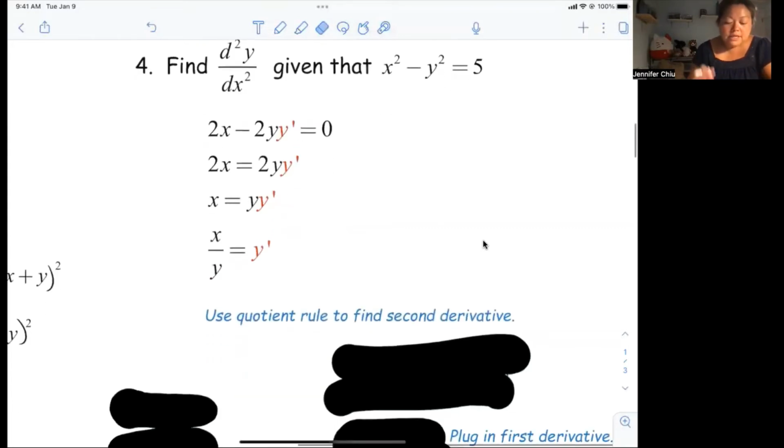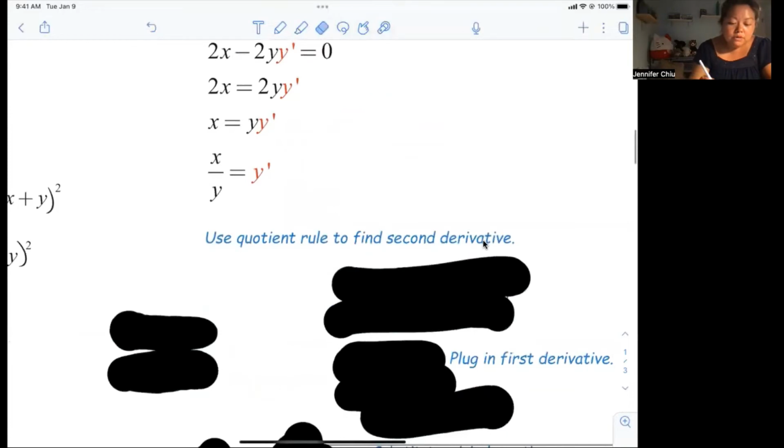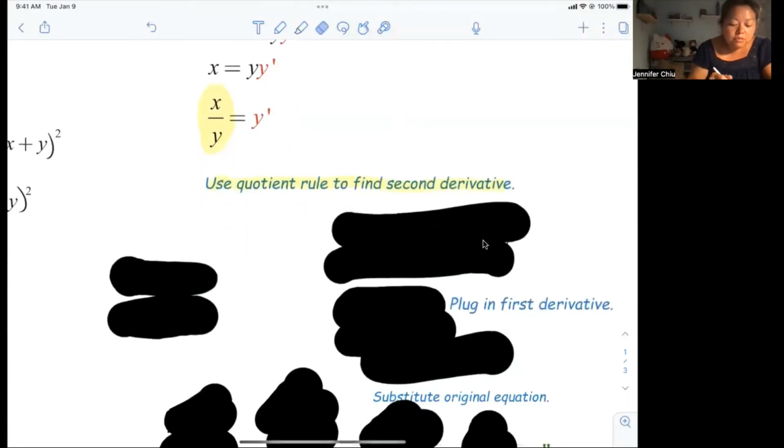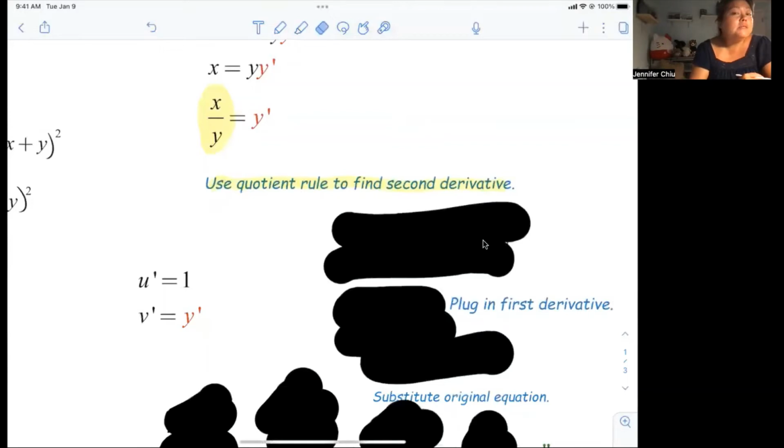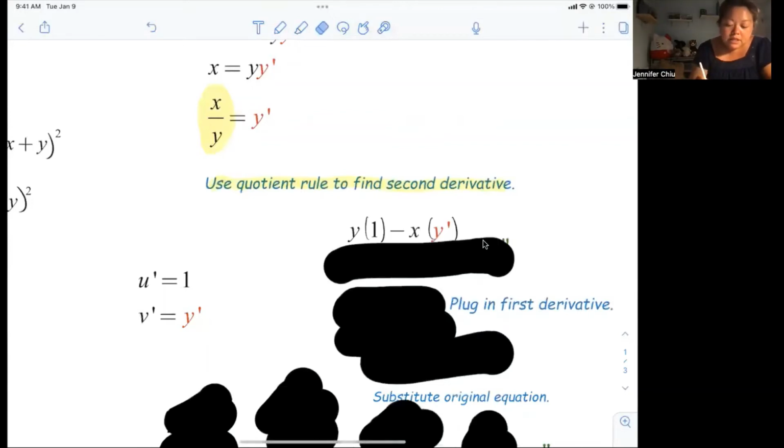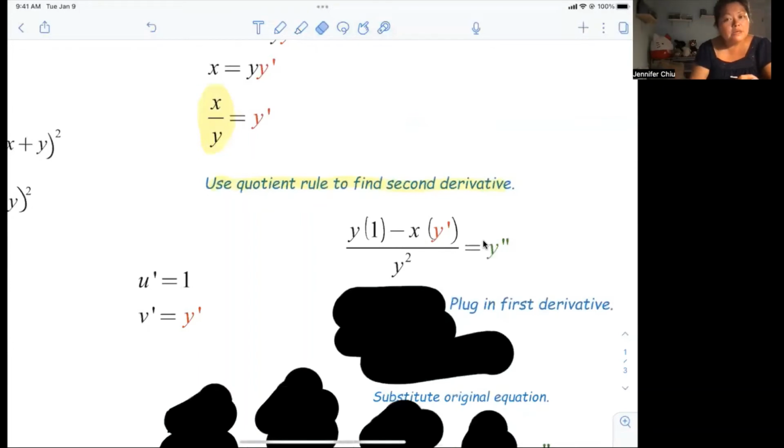Okay, now you want to take the second derivative, right? So you're going to take the second derivative of this function right here. This is a quotient. You have x divided by y. So I'm reminding you, use quotient rule to find your second derivative. And again, if you're comfortable with u prime, v prime, I'm going to remind you that u prime on top is 1, v prime on the bottom is y prime. So if I do low d high minus high d low over low squared, that is my y double prime.